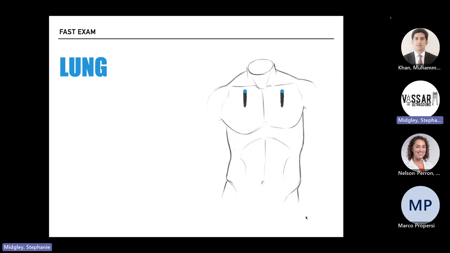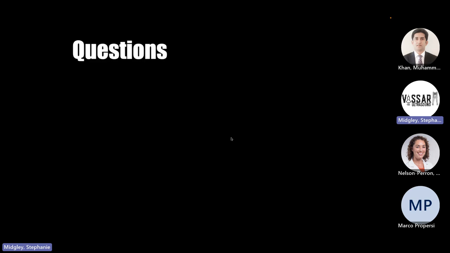Final stretch, we're doing the lung. So for the lung, you're going to have the probe marker up towards the head, and then you're going to slide down the anterior lung fields on both sides. We've already done the base of the lung from our right upper quadrant and left upper quadrant views. So for lung, we're looking for lung sliding.